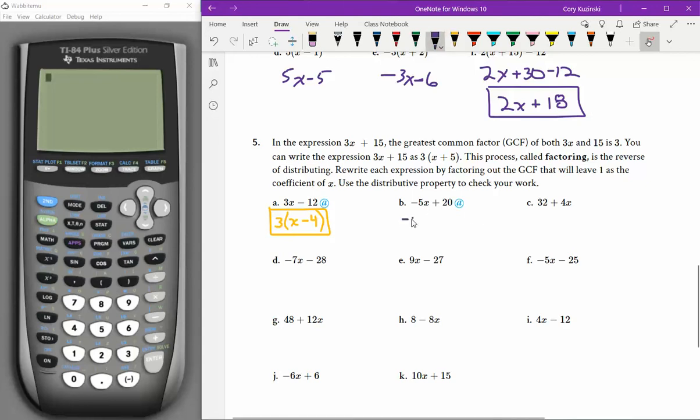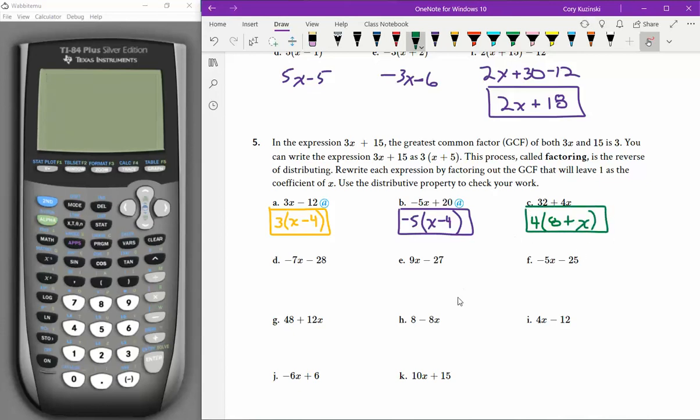All right. If the lead coefficient is negative, we should factor out that negative sign. So I'm going to call negative 5 their greatest common factor. They're both divisible by negative 5. Negative 5 times x is negative 5x. And negative 5 times negative 4 is positive 20. These are both divisible by 4. So I'll say 4 times 8 is 32. And 4 times x is 4x. So that's called a factored form.